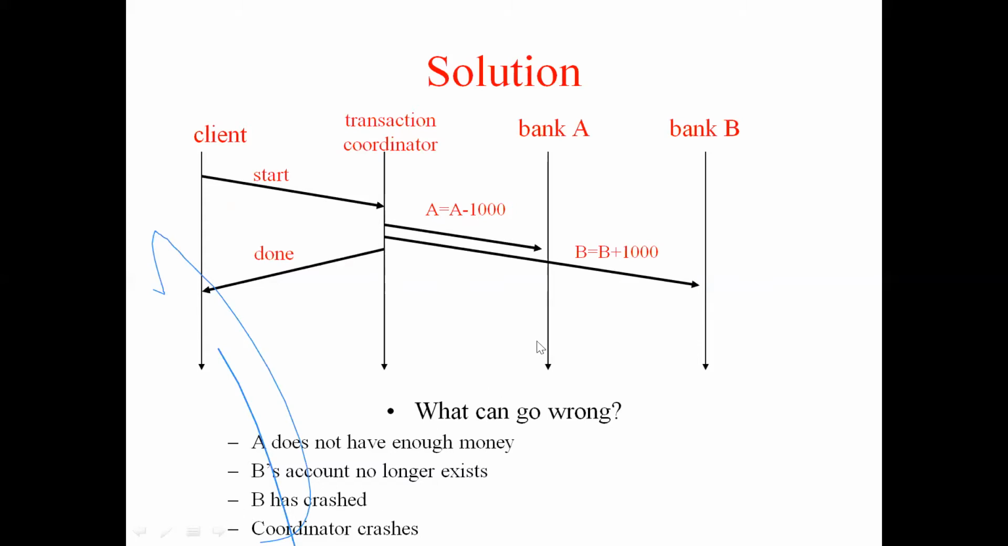If there is a failure at A, how does the transaction coordinator come to know? If there is a failure at B, how does the transaction coordinator come to know? If there is a failure at the transaction coordinator, how do bank A and bank B come to know? So there are multiple sites at which the transaction is taking place, and the decision of commit has to be one decision.